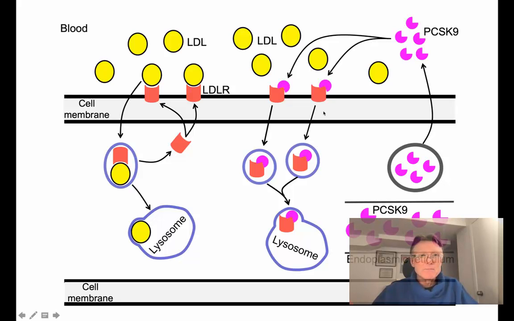So again, PCSK9 and the pharmacological agent that has been developed is a monoclonal antibody that binds to it in the circulation and prevents it from binding to the LDL receptor. Okay, so that's the last, I would say, mechanism that regulates lipids in our organism.